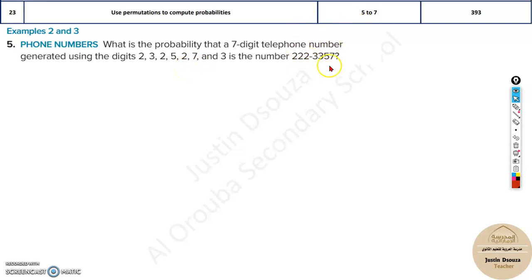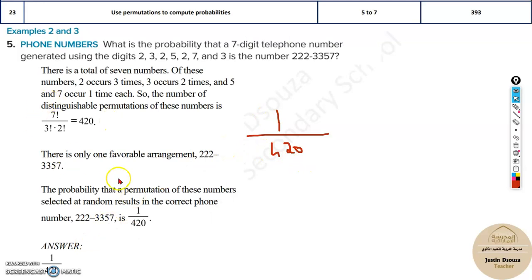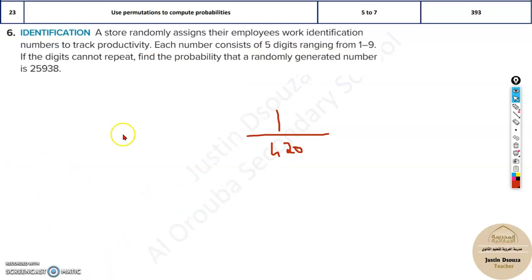But they have asked you one specific number. Now, what is the probability of getting this one specific number? So, it is the favorable outcome. What is this? It's 1 divided by the total possible outcome. So, this is the probability. It is very low. 1 divided by 420. So, that is the answer. Whatever I just now told is explained over here, and you can see over here and do it up. So, same way, let's solve this next one.